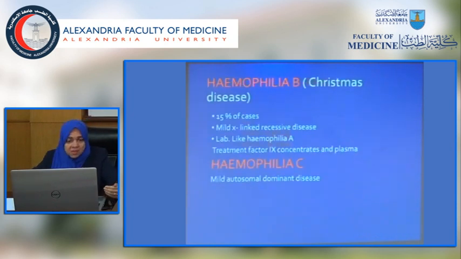Hemophilia B, or Christmas disease, is present in 50% of cases. It is also X-linked, the same as hemophilia A, because here the defect lies in factor IX, but the treatment will be through providing factor IX and not factor VIII.